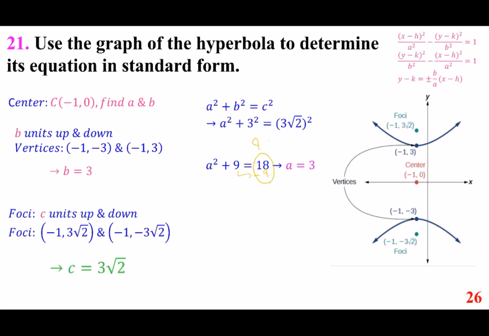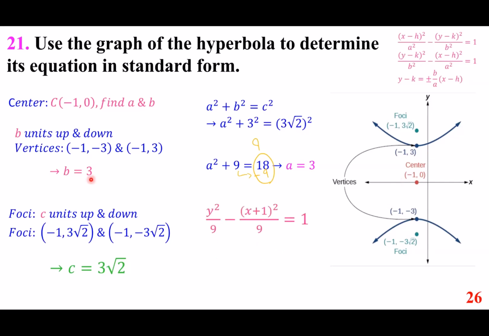A squared is 9, a is 3. So now we are ready to write the equation as follows. Because it's up and down, y minus k quantity squared over b squared minus x minus h quantity squared over a squared. So y squared over 9, and you look at the center, minus x minus minus 1, that means x plus 1 quantity squared over 9 equals 1.